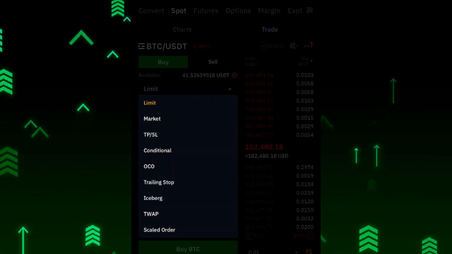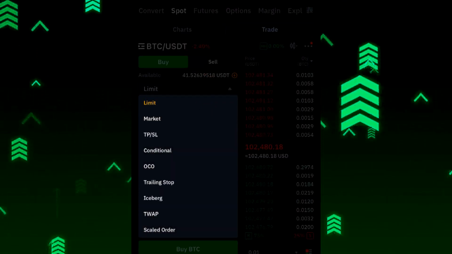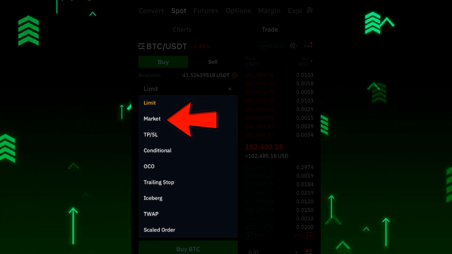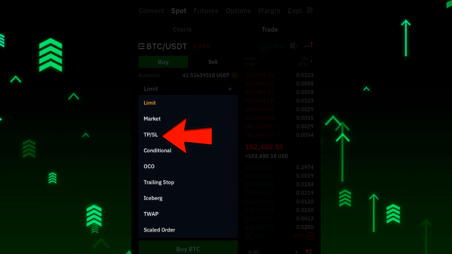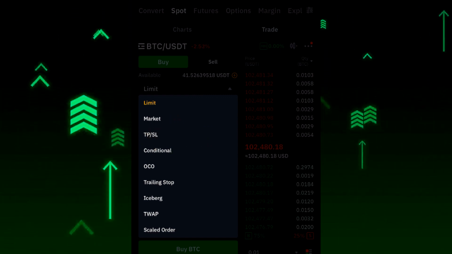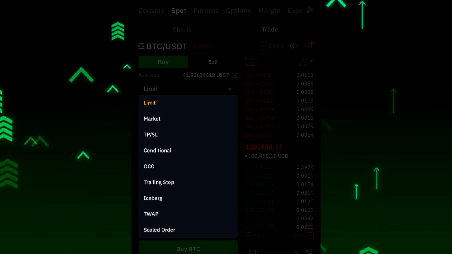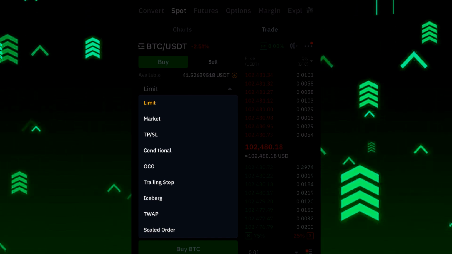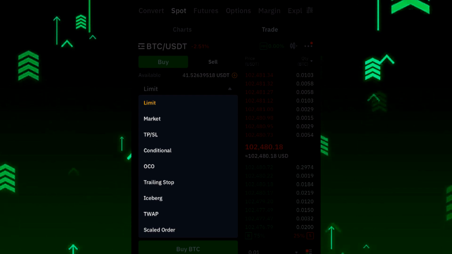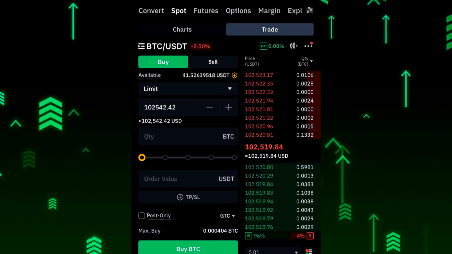Now, the next thing you are going to see is limit. If you click on limit, you are going to see a drop down list. Under the drop down list, you see market, TP/SL. TP/SL basically means take profit and stop loss. We'll talk about that probably in another video. Conditional, OCO, trading stop and the rest. One thing you need to understand basically is the limit and the market.